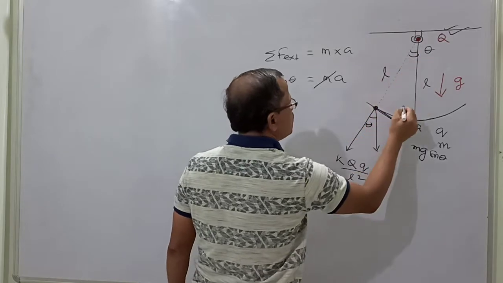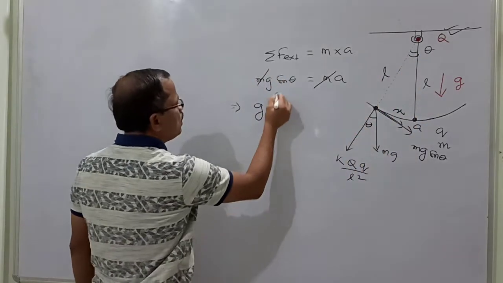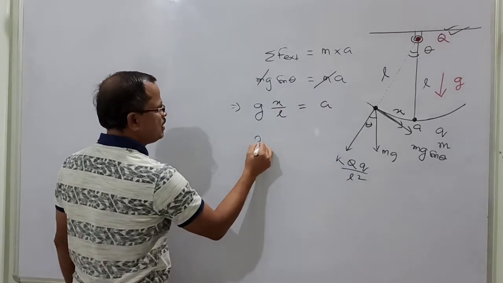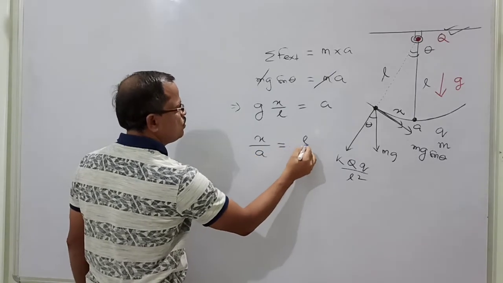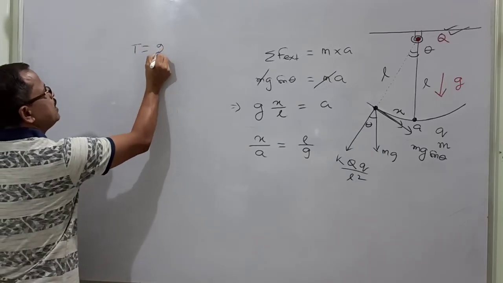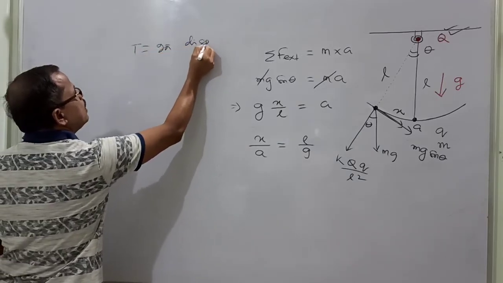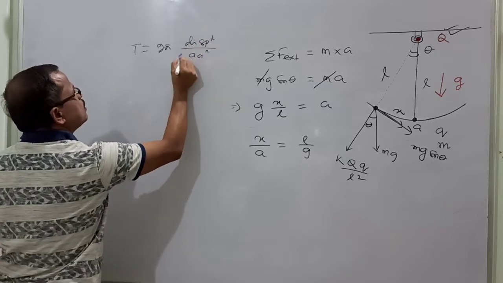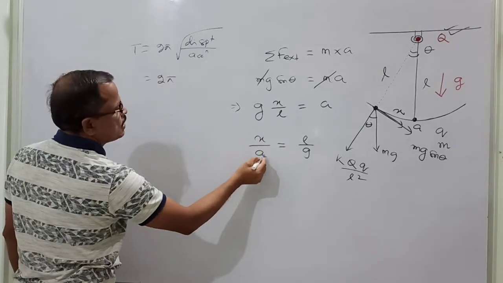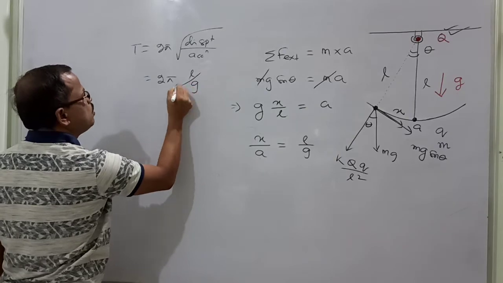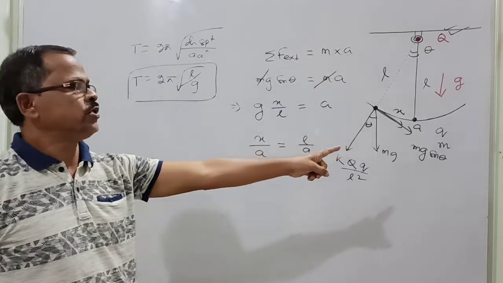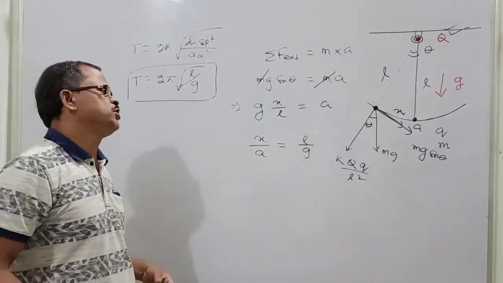When theta is very small, sin theta is x by L. So I can write x by L is equal to a, so displacement by acceleration is equal to L by g. From the definition, the time period is defined as 2π root over displacement by acceleration. That is equal to 2π root over L by g, where x by a is replaced by L by g. So the time period remains the same. The Coulombic force has no role in altering the time period of the simple pendulum. This is a very interesting problem.